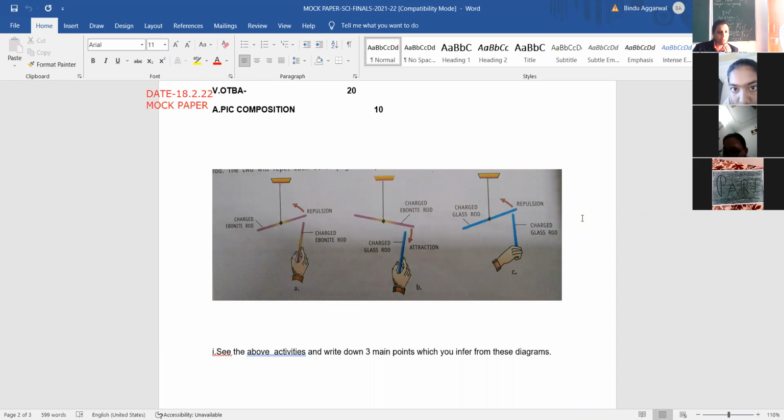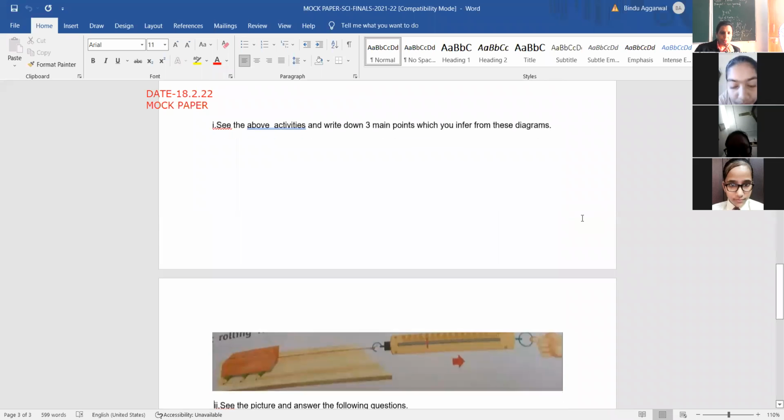ये भी ebonite rod है आपकी और ये भी क्या है? Charged ebonite rod है. That's why. और इसमें क्या है आपके पास? One is ebonite rod and second is a charged glass rod. So both acquire different charges. So that's why attraction is there. Here also, ये भी आपके पास glass rod, ये भी आपके पास glass rod है. So these two glass rods get attracted. Okay. So I hope you can write down the answer in 3 points. Next, Peter. Because only 3 points you need to write down.